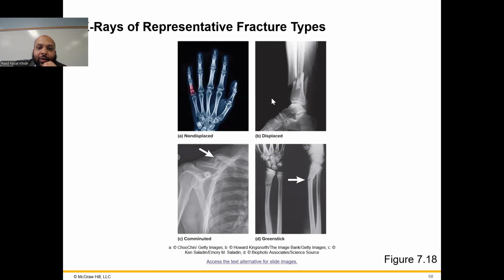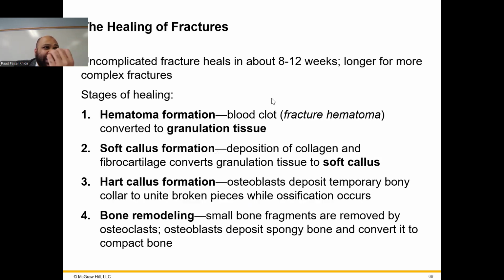Now, the healing of fractures. In children, fractures can be due to abuse and sometimes when they just fall. It doesn't have to be exclusive to abuse. So there are other causes. It's just due to abnormal trauma to children. But definitely, one of the major causes is the abuse. An uncomplicated fracture heals in about 8 to 12 weeks. It's longer for more complex fractures.